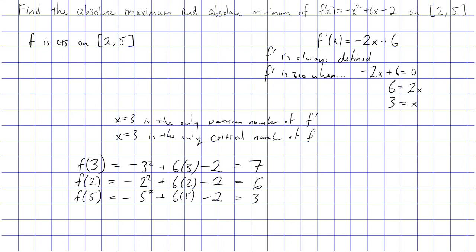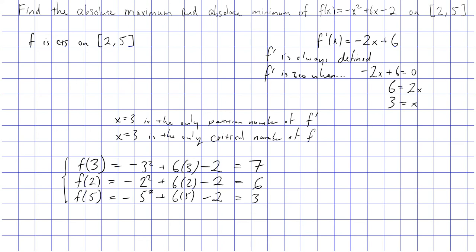Now we just have to report. Based on the information we have here, we look at the biggest y value and the smallest y value. Do not compute f prime of 3. Actually, we know f prime of 3 is 0 by solving this equation, but don't compute f prime of 3. Don't compute f prime of 2. Don't compute f prime of 5. We don't need the slopes of these tangent lines.